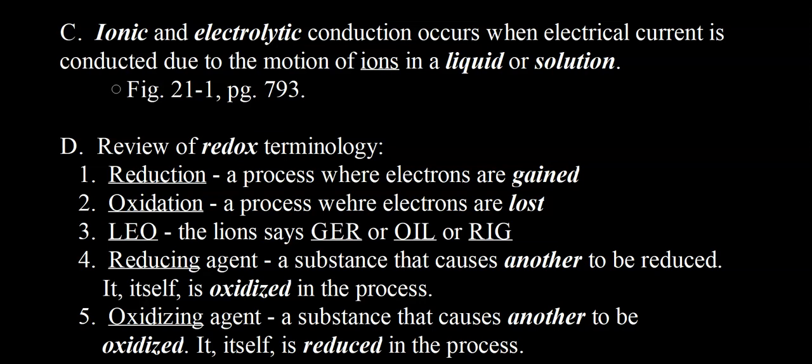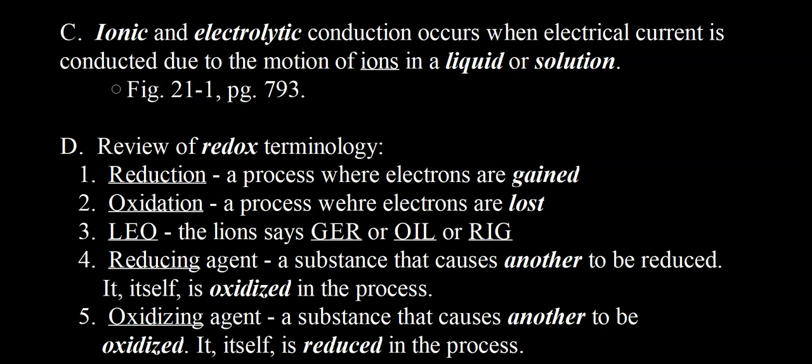All right, so let's review redox. Redox, of course, is short for reduction and oxidation. Reduction is a process where electrons are gained. Those substances that are reduced gain electrons from substances that are being oxidized. So oxidation is a process where electrons are lost. You cannot have something gain electrons without something else losing electrons. So these two processes occur together.